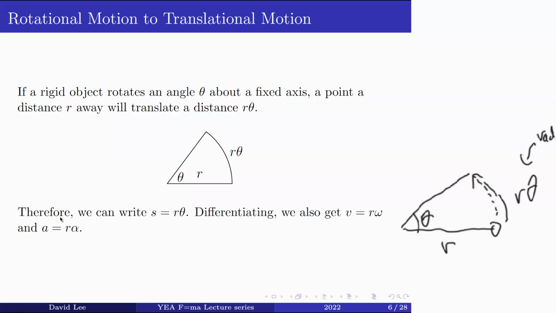And so basically, if we write a distance s as r theta, we can get that v equals r omega and a is r alpha. If we have something moving in a circle, we can write v equals r omega, because if this angle is changing at a rate omega, then this distance will also be changing at a rate r omega. So this will be its velocity. And similarly for acceleration.